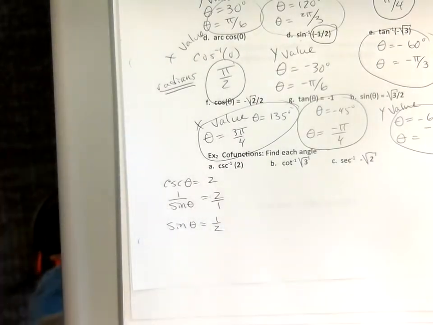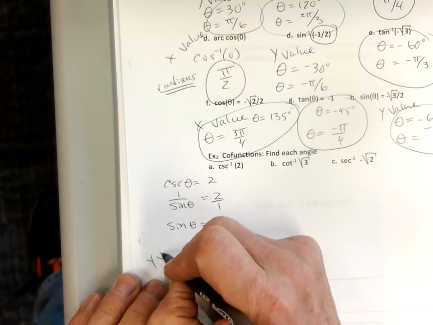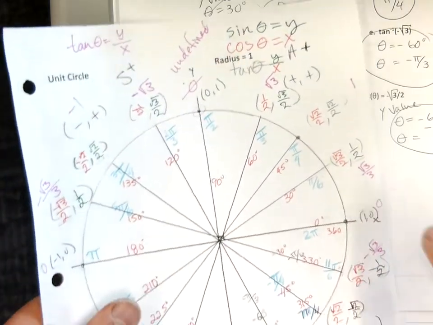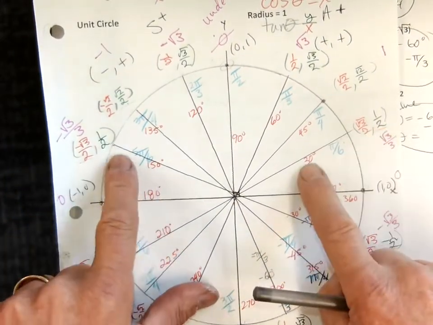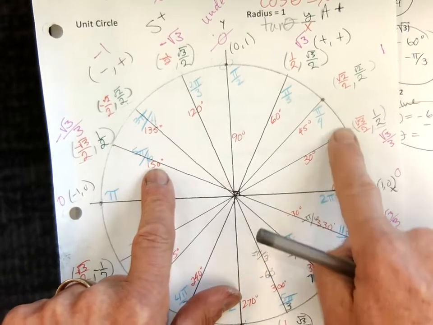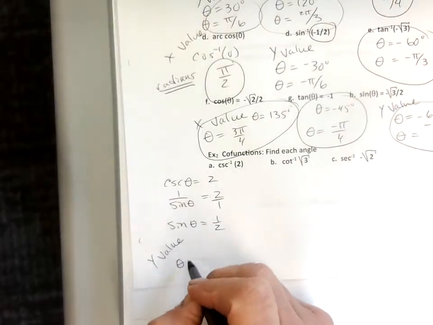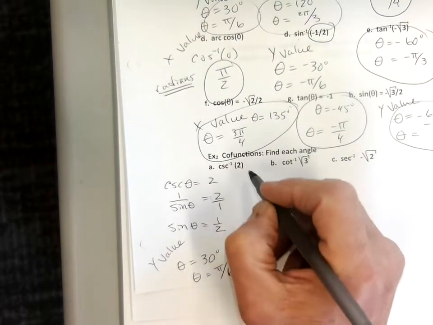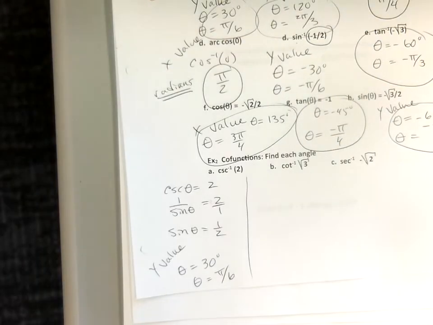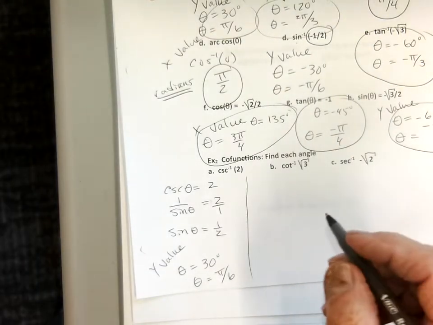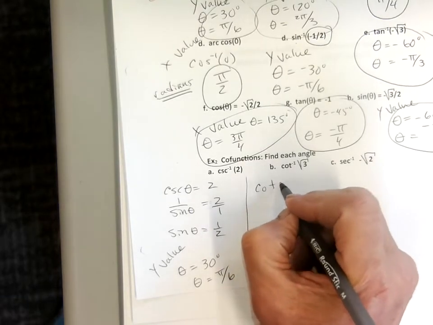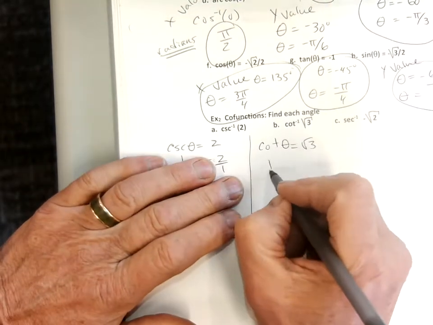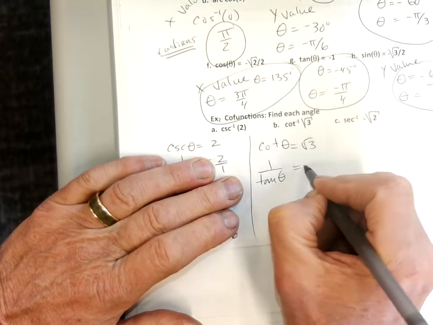So now I'm looking for a y value of 1/2. Go to my unit circle. Y value of 1/2 is here at 30 degrees, or here at 150. But obviously 30 is closer, so we take the 30 degrees. So theta is equal to 30 degrees, or in radians, pi 6. Okay, let's do B. Cotangent. Well, cotangent is not in the unit circle, but it really says that the cotangent of some angle is equal to the square root of 3. Well, that's the same thing as 1 over the tangent value is equal to the square root of 3.